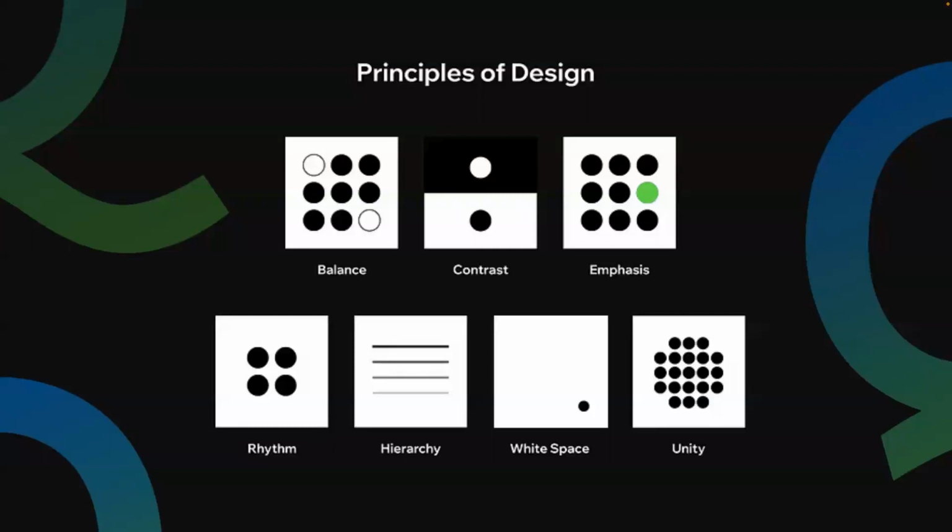All right, so principles of design, if you guys don't know already. We have balance, contrast, emphasis, rhythm, hierarchy, white space, and unity. These are all great. Rhythm, not really used that much. But just keep these in mind as we go through the lecture. We're going to talk more about them specifically.